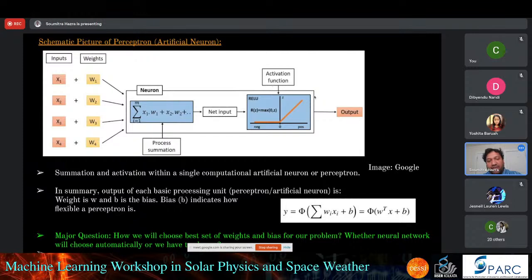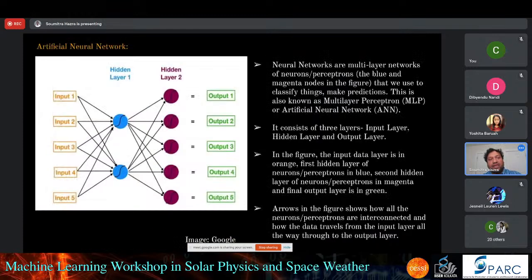So basically, by the forward and backward propagation method, we can fix the best set of weights and bias. And here you see these blue and magenta colors, all are basically neurons, and within these neurons, this summation and activation takes place. These neurons are interconnected with other neurons to produce the output. And these are the input layers and these are the hidden layers.